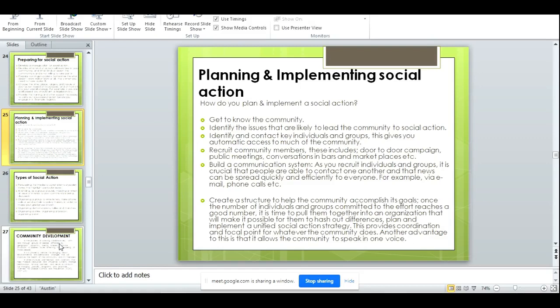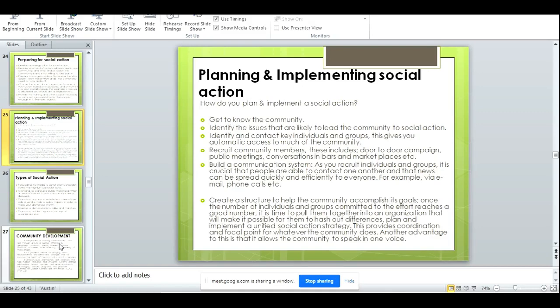And also you want to create a structure to help the community accomplish its goals. Once the number of individuals and groups committed to the effort reaches a good number, so once you've been able to mobilize a lot of people, it is time to pull them together into an organization that will make it possible for them to hash out differences, to plan and implement a unified social action strategy. This provides coordination and focal points for whatever the community does.